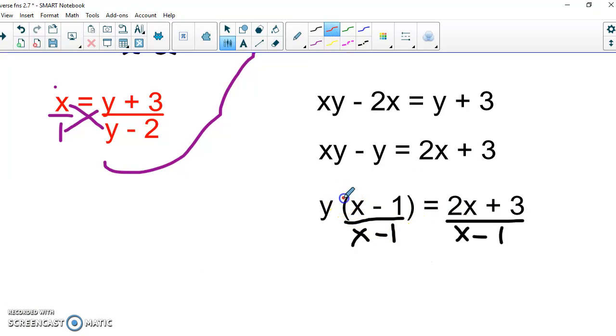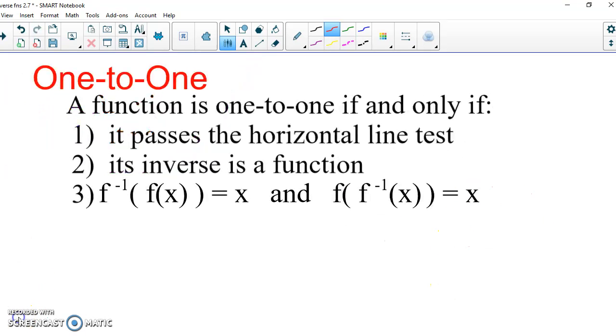Okay, so I can cancel the x minus 1s, and I'm left with my inverse function, which is this. f inverse of x equals this mess here. So you may remember from last year talking about one-to-one functions. A function's one-to-one if there's only one x that matches up with only one y.